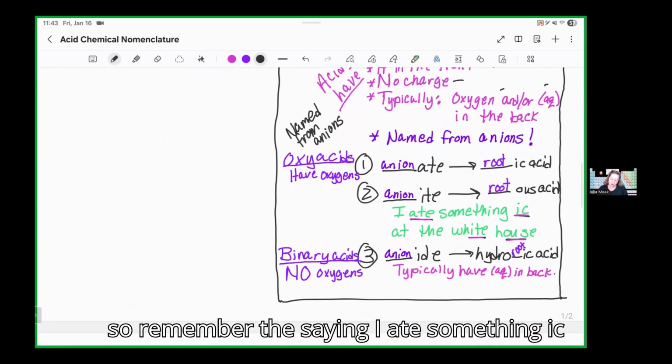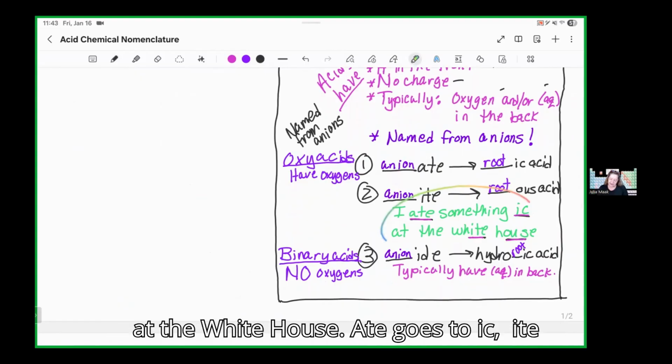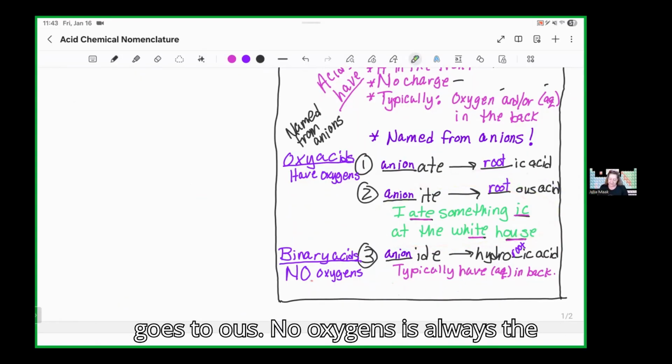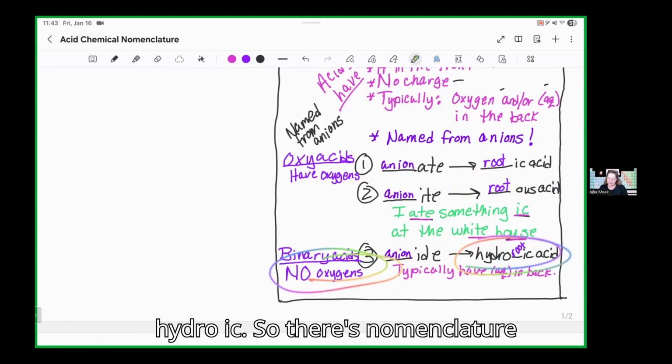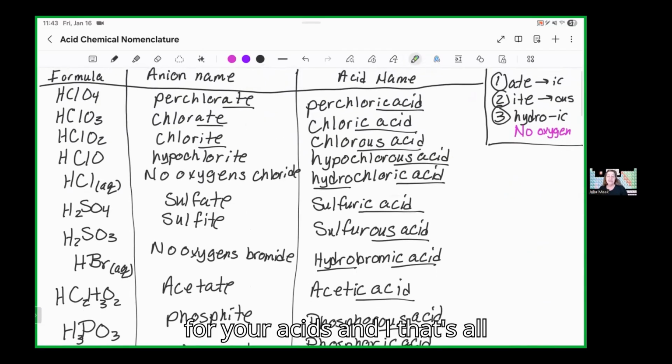Okay, so remember the saying, I ate something icky at the White House. Ate goes to -ic, ite goes to -ous. No oxygens is always the hydro-ic. So there's nomenclature for your acids. And that's all I have to say about that.